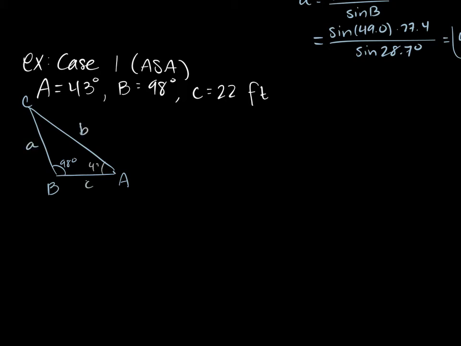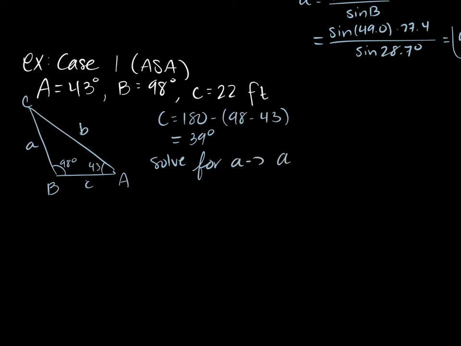We know that A is 43. So I'm going to add up A and B and subtract it from 180 to get angle C. So this will be 39 degrees. And then I'm going to solve for side A. I've already kind of done the algebra for it.